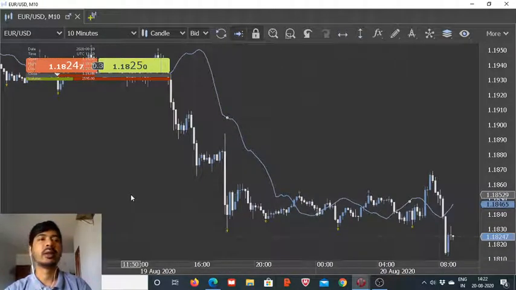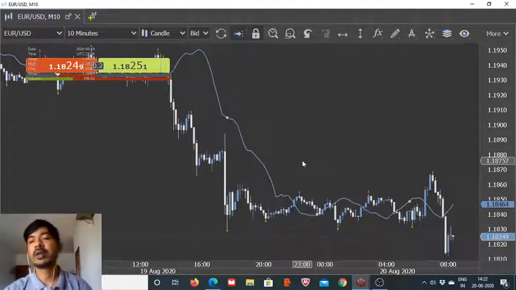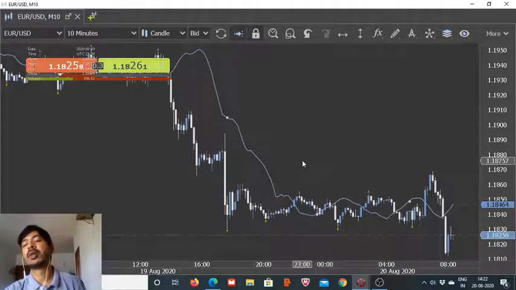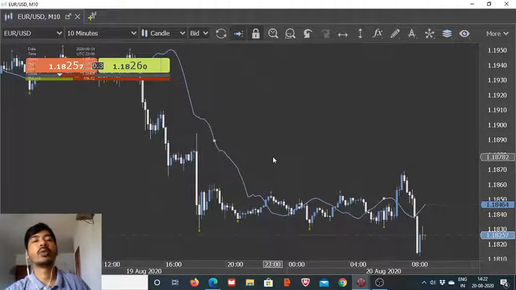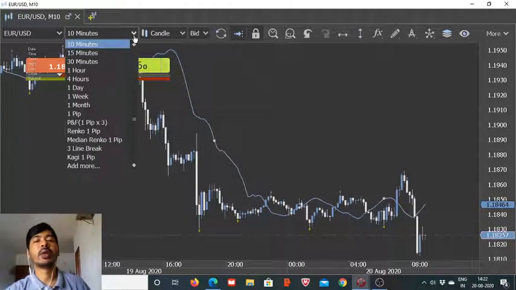And then, as I said, the linear regression intercept also has a lot less lag, and because of that we will be getting entry points which will be a lot closer to the trend initiation level. So that way we can also take care of the lag.